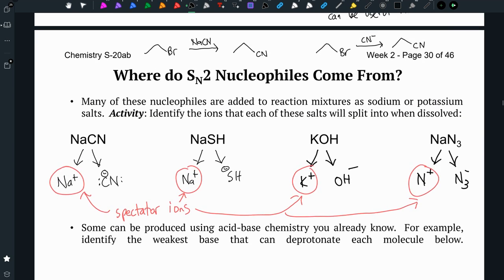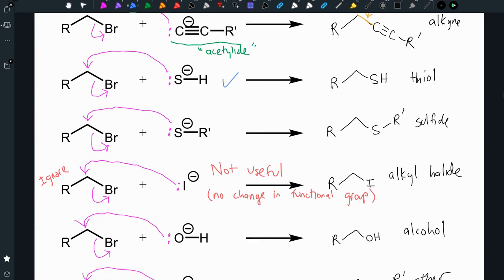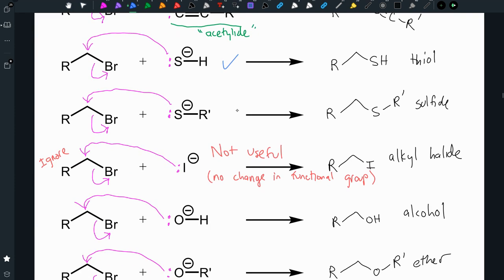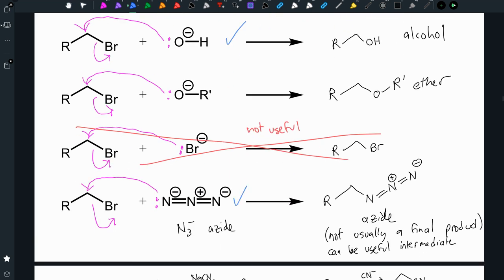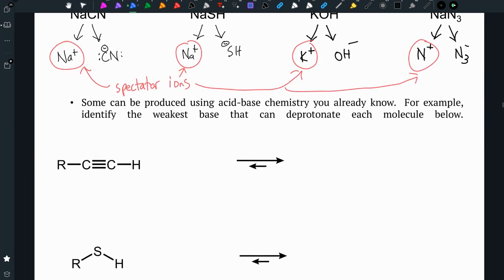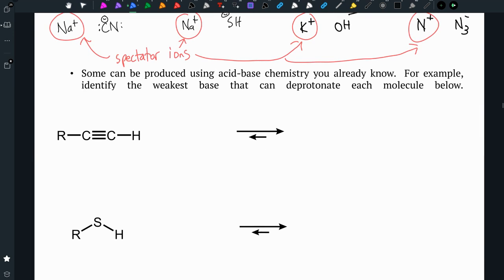So that accounts for some of the nucleophiles. Let's see, I'll check off the ones we just addressed. We addressed CN minus, SH minus, often SR minus too, OH minus, N3 minus. So those we can just pull off the shelf. There are some that are a little harder to make, or things that you can't just buy off the shelf. But what you can do is create those nucleophiles using acid-base chemistry that you already do know.